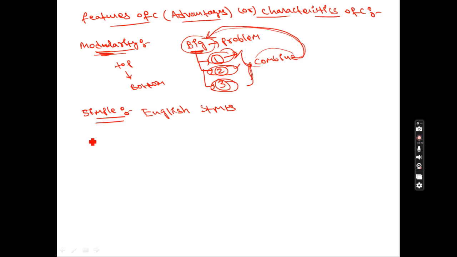Okay, the next important one is portability. Sir, what is the meaning of portability? Suppose this is my computer now, and this is me. I wrote one C language program called abc.c. This is my program.